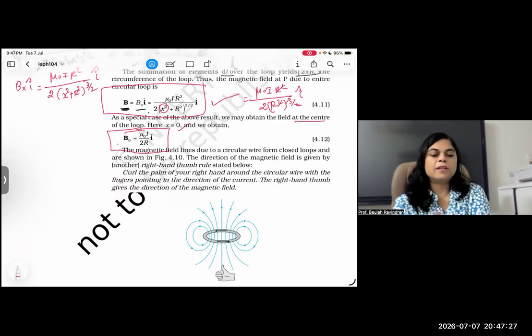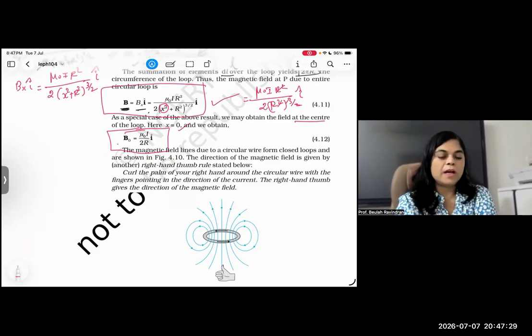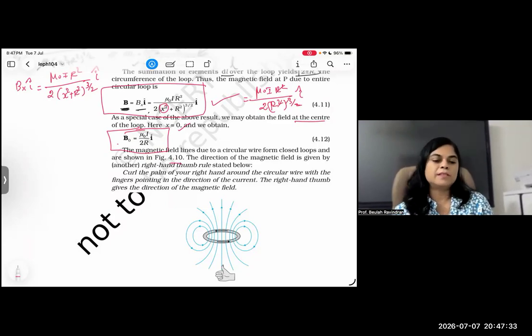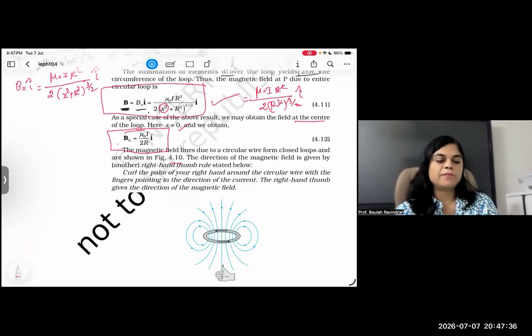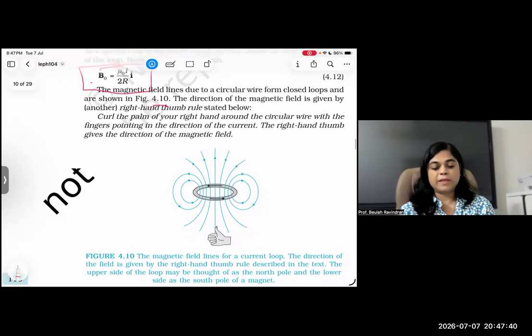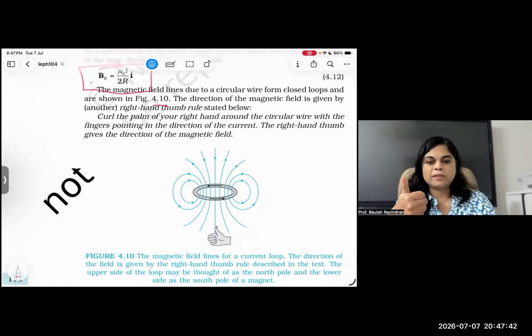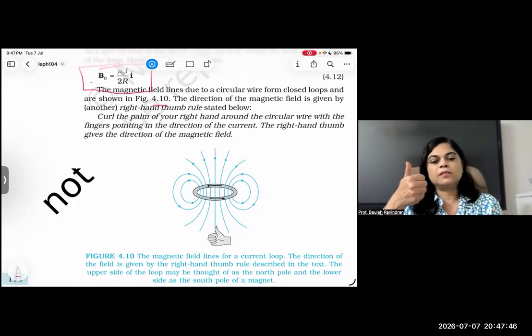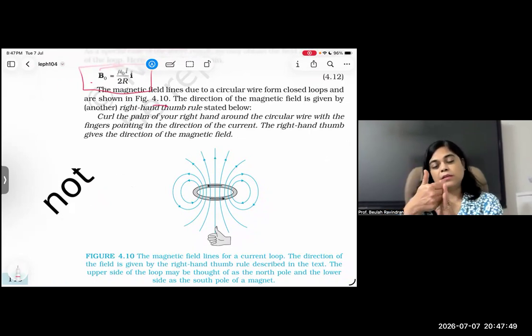The circular wire forms a closed loop, as shown in figure 4.10. Can you understand this? The direction of the magnetic field is given by another right hand thumb rule here. Listen to me. The curl of the finger represents the current loop where the current is passing through it. The thumb represents the direction of the magnetic field.